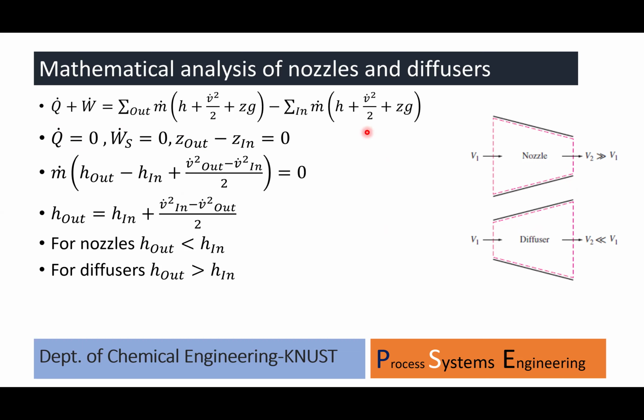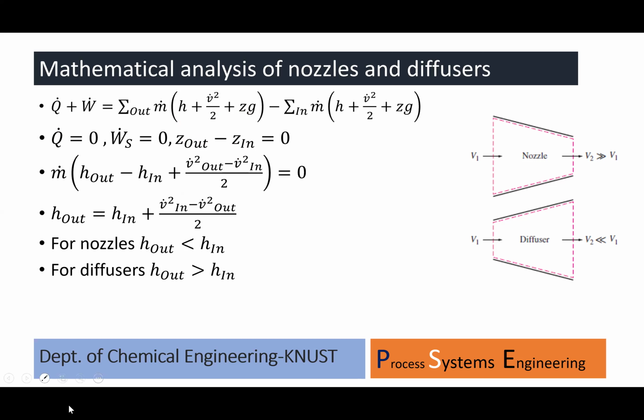When we're dealing with nozzles and diffusers, we are working with the assumption that there is no heat that is being transferred. So Q is zero. There is no shaft work. So W is zero. The W_s is zero. We're also assuming that we are at a constant elevation. There is no change in the height. So our change in Z is also going to be zero.